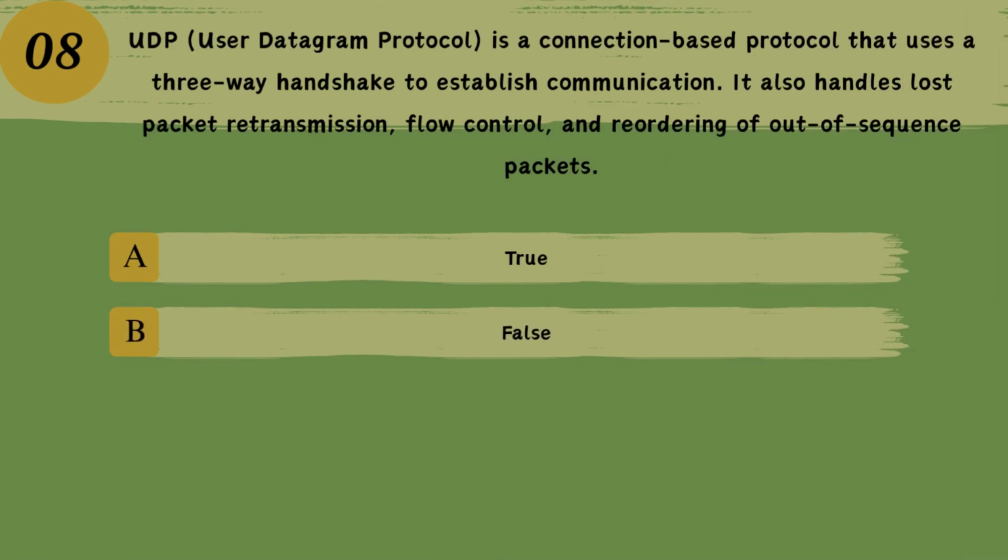Question 8. UDP, User Datagram Protocol, is a connection-based protocol that uses a three-way handshake to establish communication. It also handles lost packet retransmission, flow control, and reordering of out-of-sequence packets. A. True. B. False. Correct answer? B. False.